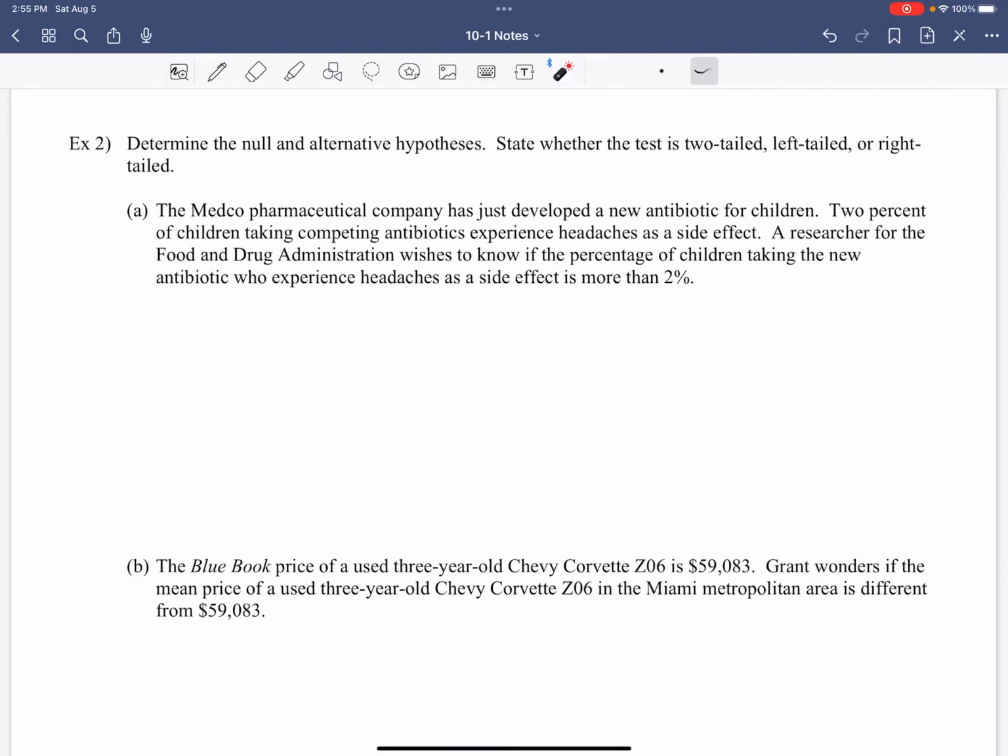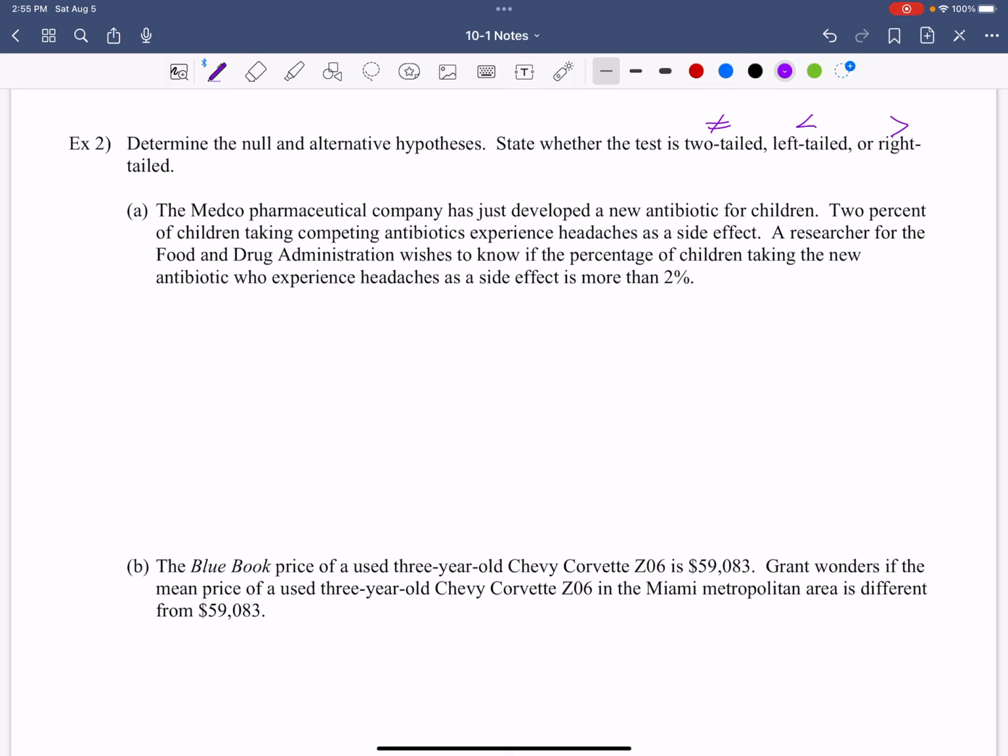Okay, now let's look at some examples to see if we can determine what these are based on data, right? We've only talked about generic up to this point. And then we're going to state whether this is two-tailed, right? Remember, two-tailed is does not equal. Left-tailed is less than, and right-tailed is greater than.